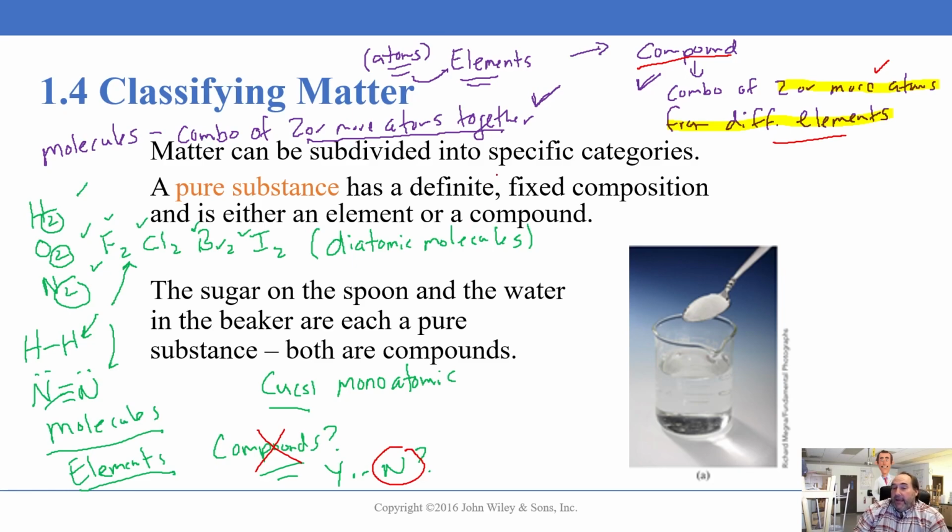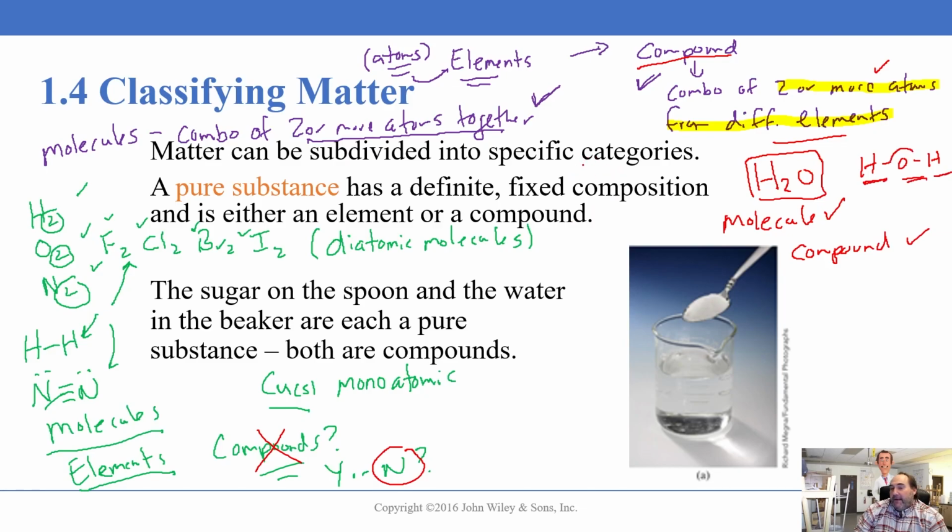For example, if I had water, H2O, as we've drawn a number of times up to this point, water is a molecule because it is a combination of two or more atoms together. It is also a compound because it is a combination of two or more atoms of different elements. So we have hydrogen and oxygen there. Is a molecule an element? Take a moment there, yes or no.